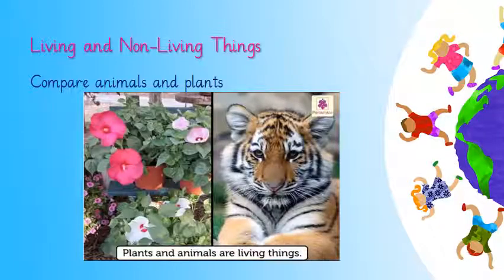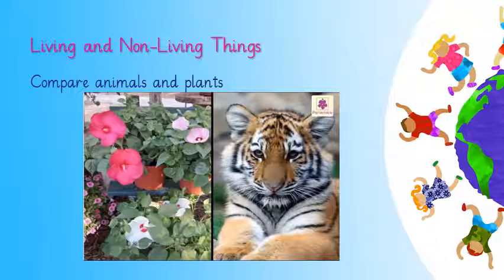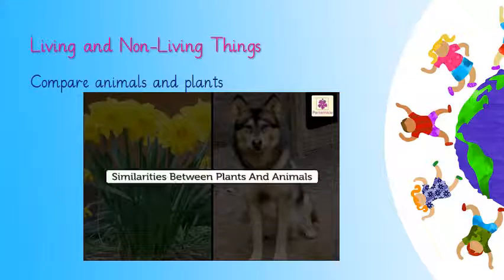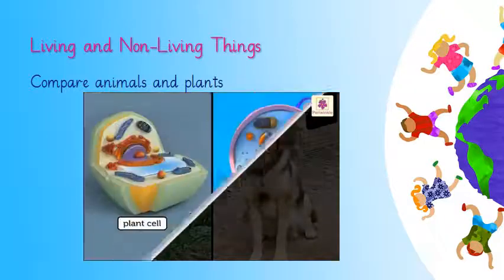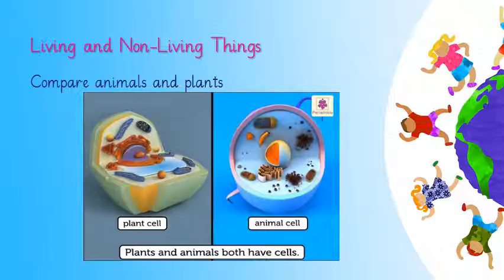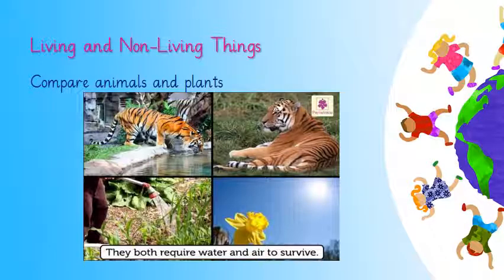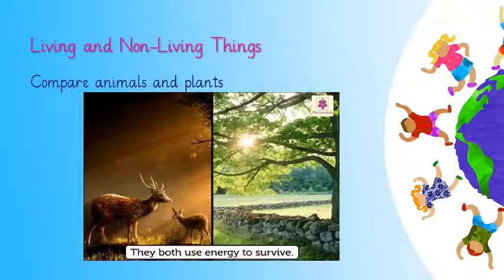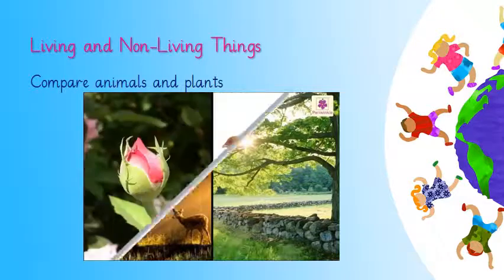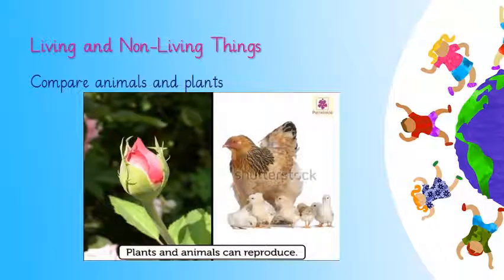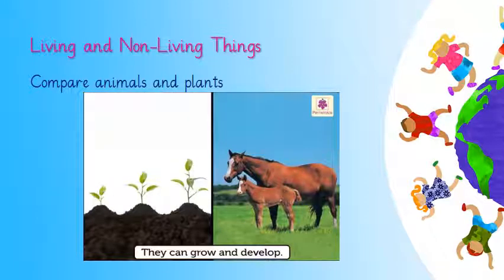Both plants and animals are living things. They have some similarities and differences between them. Similarities between plants and animals. Plants and animals both have cells. They both require water and air to survive. They both use energy to survive. Both plants and animals can reproduce. They both can grow and develop.